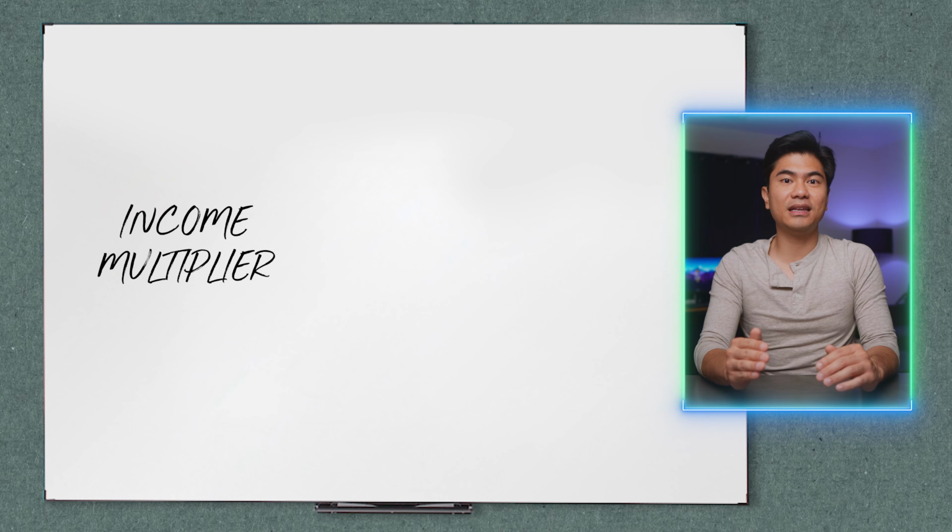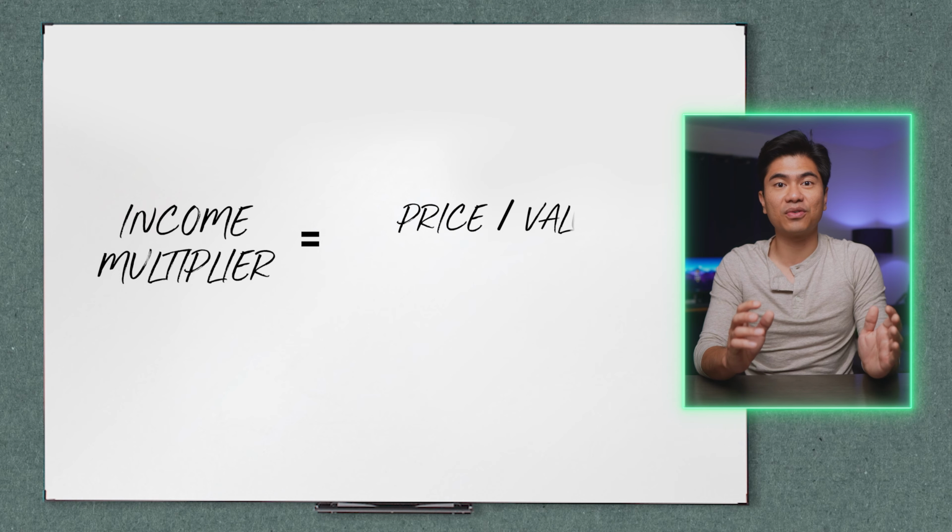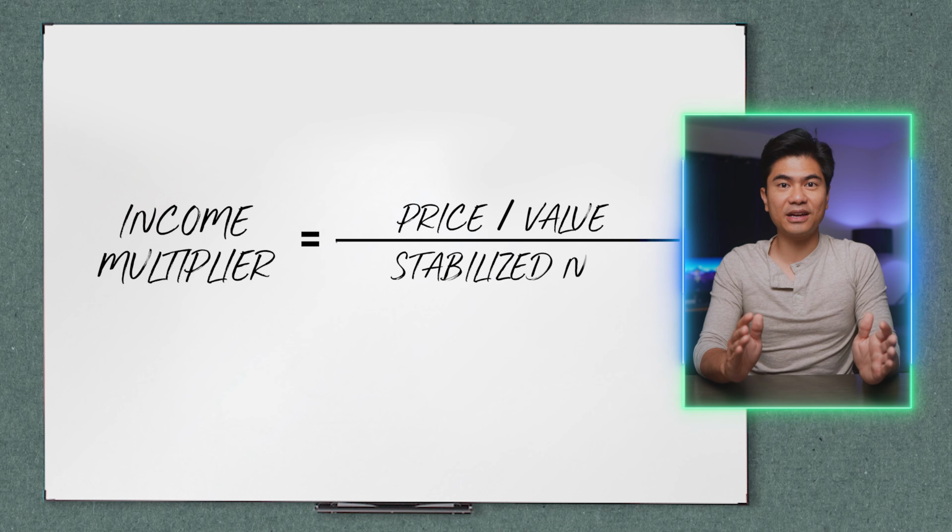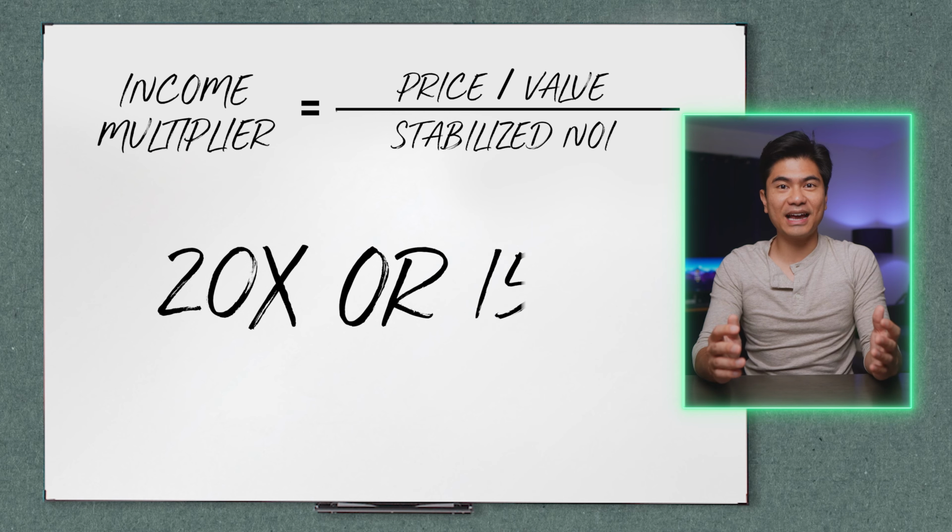So if cap rates use a percentage to determine a property's value, the next method uses a multiplier. The income multiplier is actually the inverse of a cap rate because to find the multiplier, income multiplier equals the price or value divided by the stabilized net operating income. It is expressed as 20x or 15x. So to find the value of a property, all you have to do is multiply the stabilized net operating income with the income multiplier. Let's use a quick example to illustrate this.